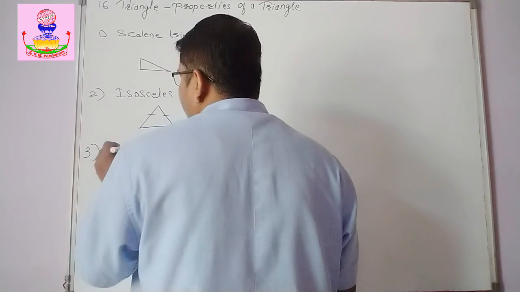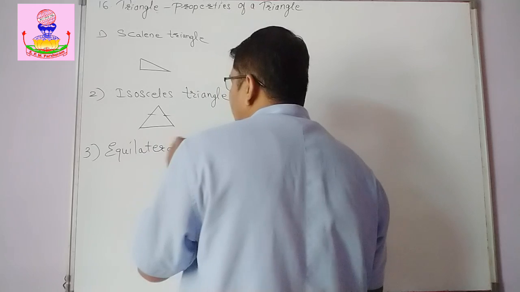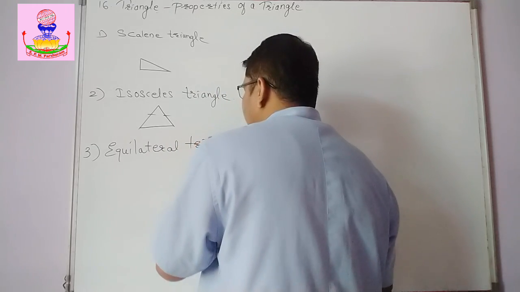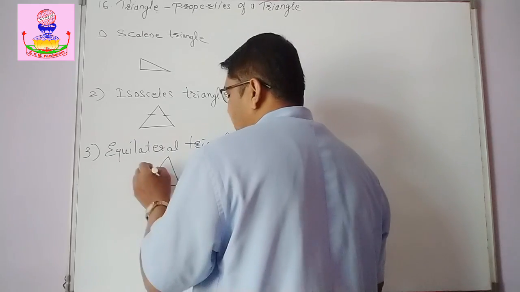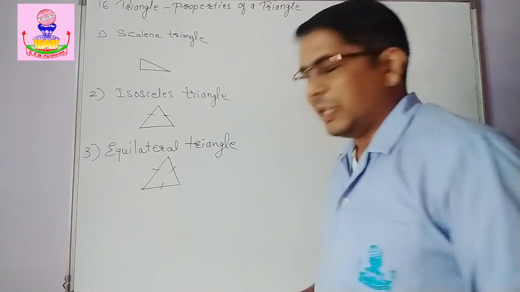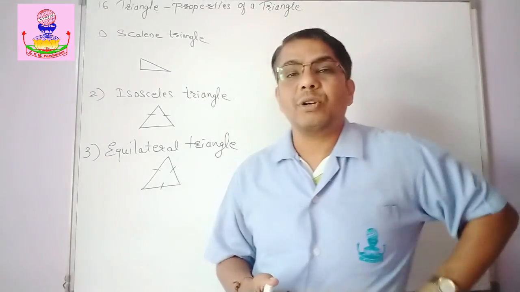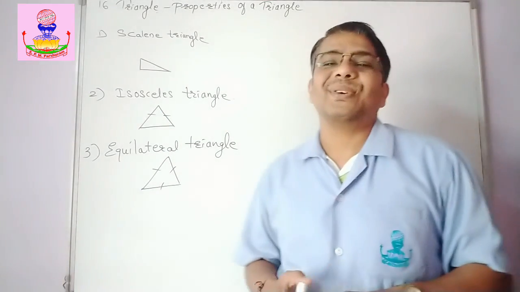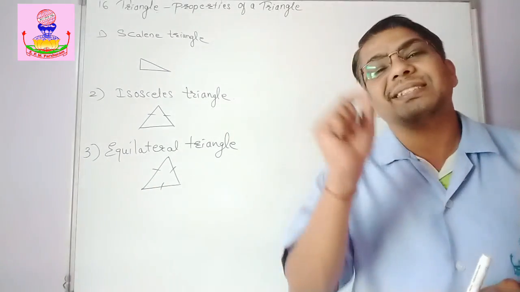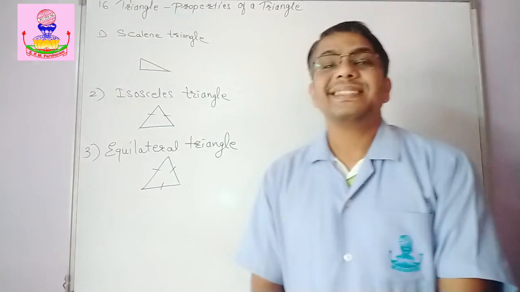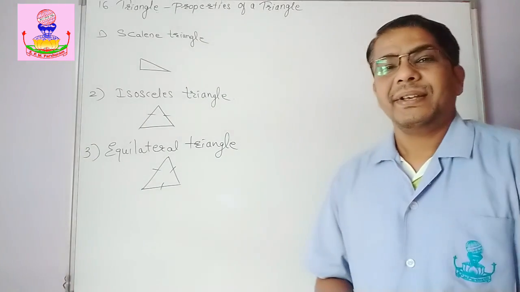Then equilateral triangle. When all three sides of a triangle are congruent, it is called an equilateral triangle. The speciality of the equilateral triangle is that when all three sides are congruent, all three angles are also congruent, and hence the measure of each angle of an equilateral triangle is always 60 degrees, because 60 plus 60 plus 60 is 180.